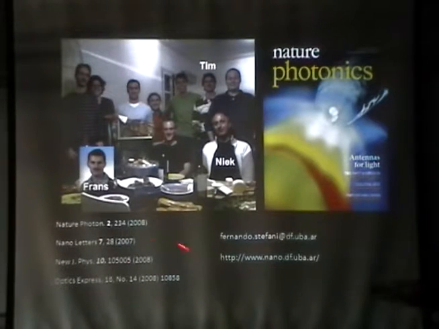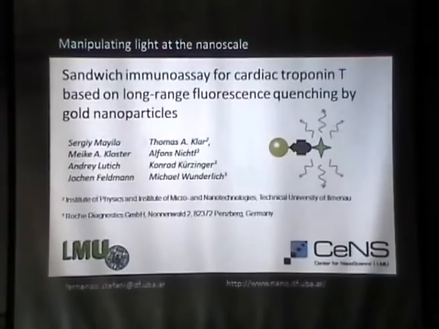So here you have more publications on this subject, and this is the team that we worked with. It was Franz, Nick, and Tim. Okay, so here are some papers, and also on this website I try to keep updated with the publications that we do.